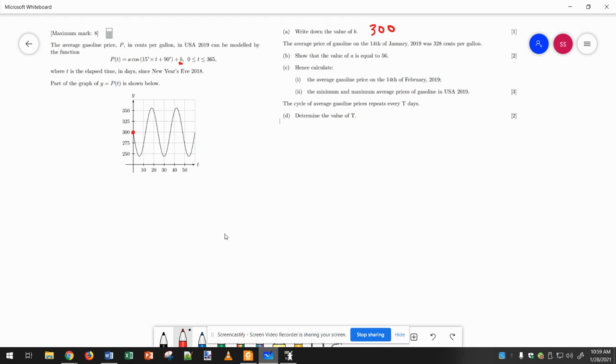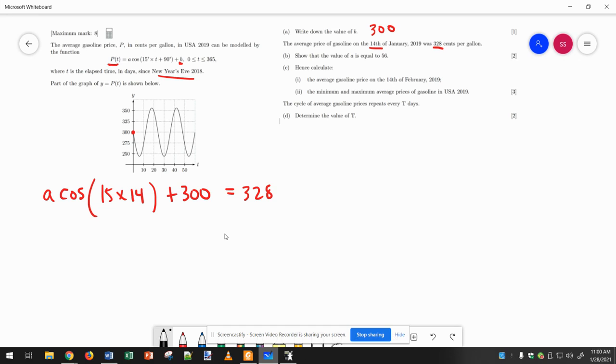The next sentence we have to read tells us what numbers to plug in to show part B. So the 14th of January means t is now 15 times 14, because 14 days have passed since New Year's Eve. Then we plus the 300, and we set that equal to 328 cents per gallon. That goes in for the P of t. Then I just switched the side. So now we've got to show that a equals 56.